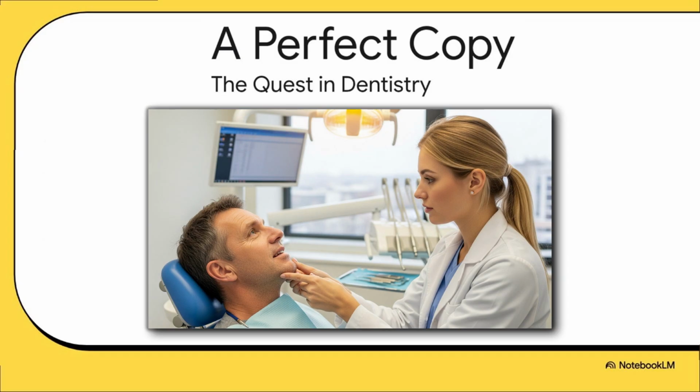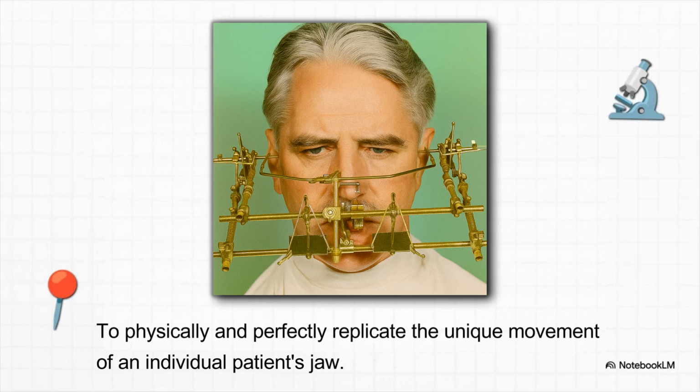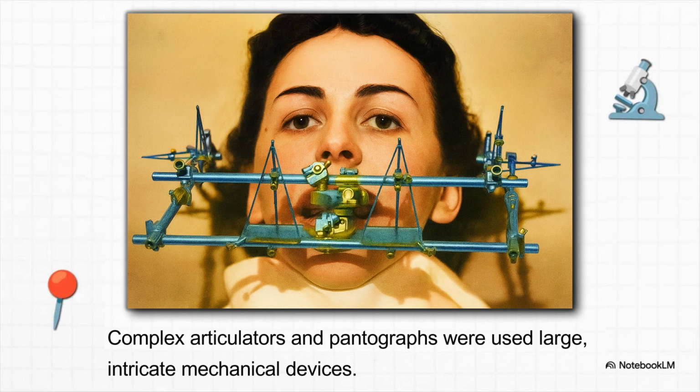Let's start by looking at how they used to do things, the old way. For years, the ultimate goal in advanced dentistry was this incredibly ambitious quest to perfectly, physically replicate the exact unique movement of a patient's jaw. The idea was to copy the territory, the ontology, with absolute, perfect precision. A monumental task. And how did they even try to do this? Well, just look at the tools they used. These things called articulators and pantographs. We're talking large, incredibly complex, almost steampunk-looking mechanical devices designed to capture every tiny nuance of the jaw. The sheer complexity of the tools tells you everything you need to know about how hard this was.